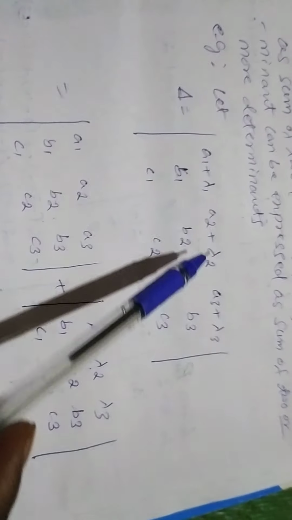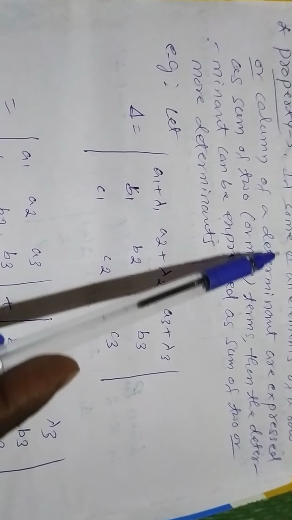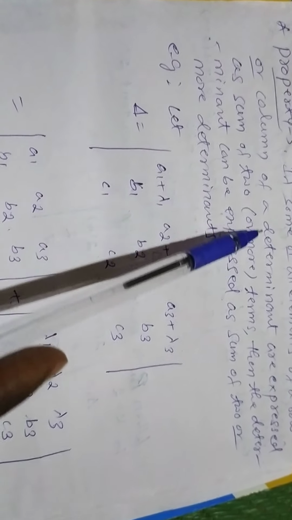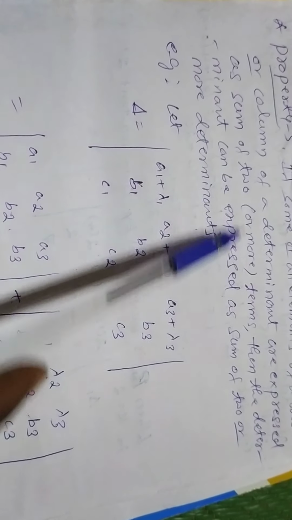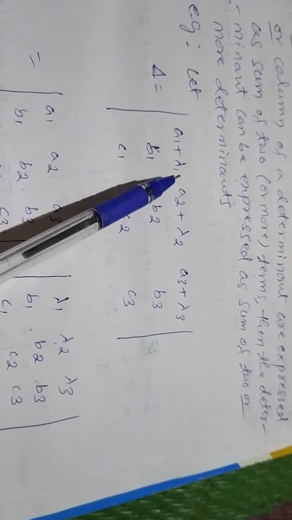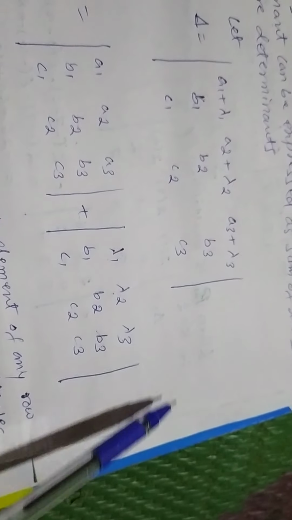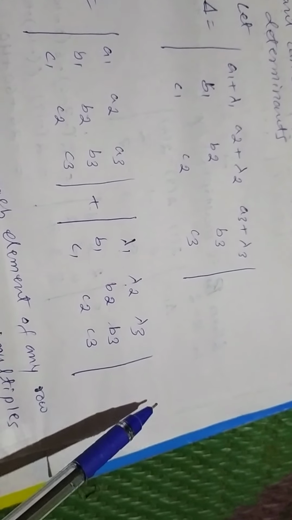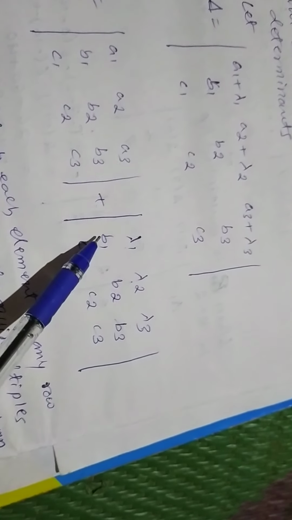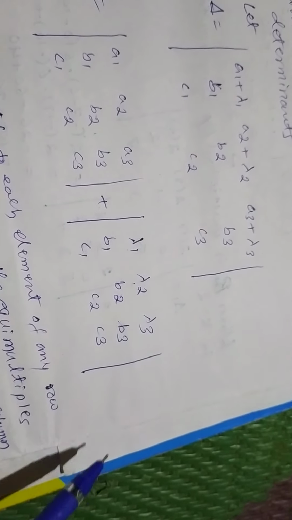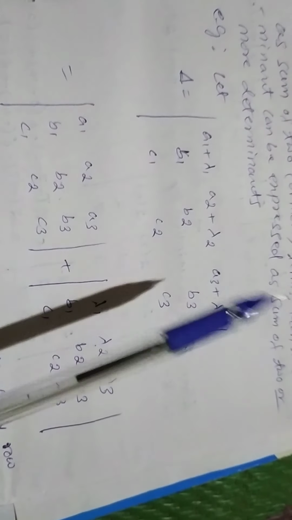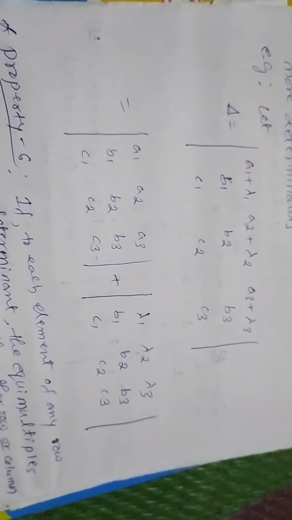This is how we can write it if some or all elements of a row or column of a determinant are expressed as sum of two or more terms. Here, if it is a1 plus lambda 1 plus alpha 1, then another determinant is also added with alpha 1, alpha 2, alpha 3, and the remaining two rows are as they are. Like that, this is property 5. It is very simple.